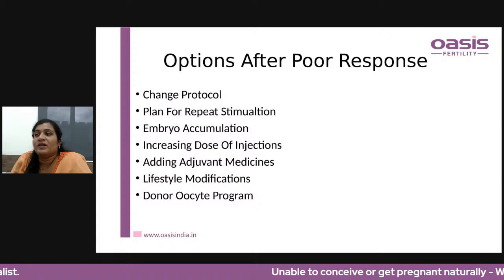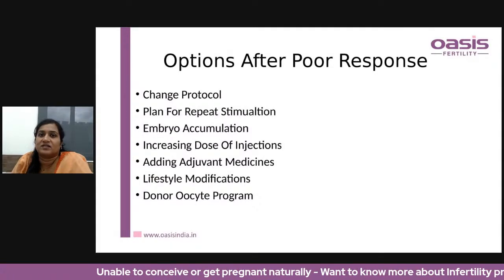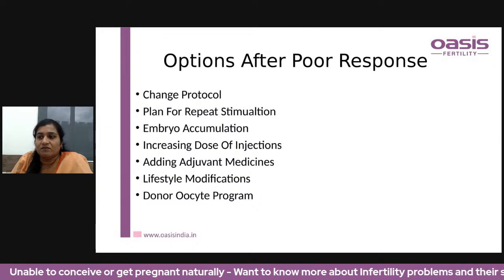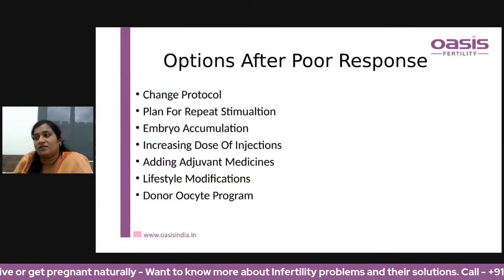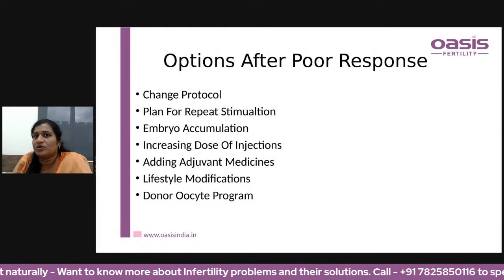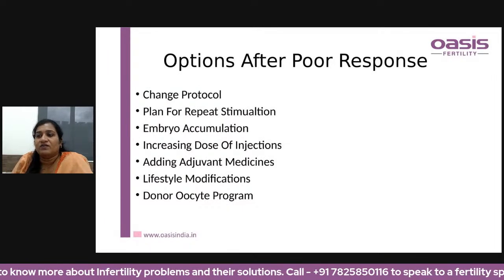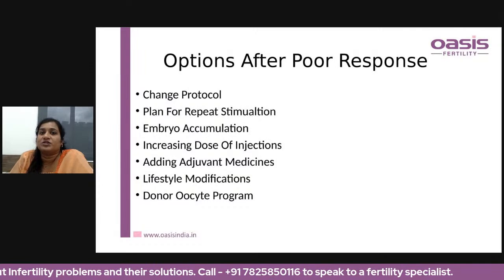What happens if a woman has poor ovarian response? That is, she has not yielded what we have expected her to give. Then we try to change the protocol. There are several other protocols which are there, I'm going to name them later on. And we will plan for a repeat IVF stimulation.